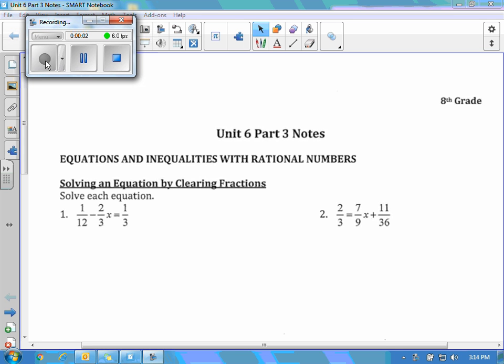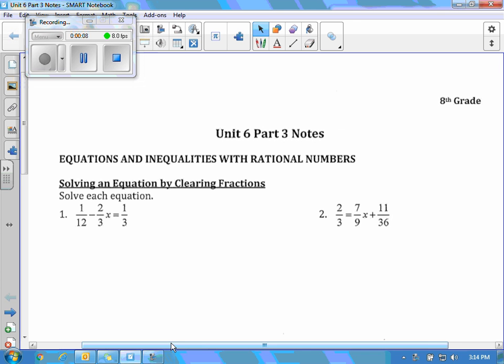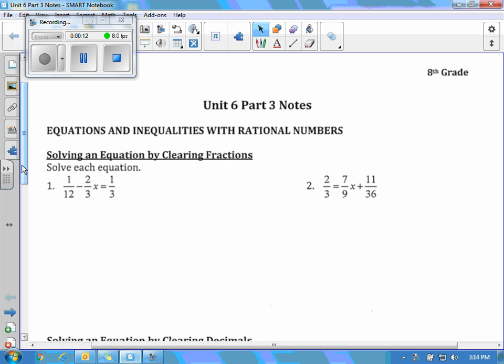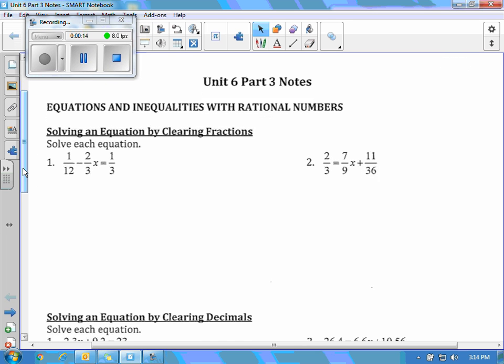In Unit 6, Part 3, we're going to look at another way to solve equations that include fractions. We call this method clearing fractions. We're also going to do the same thing with decimals. We're going to clear out decimals to solve. So if you look at the first part, it says solving an equation by clearing fractions.